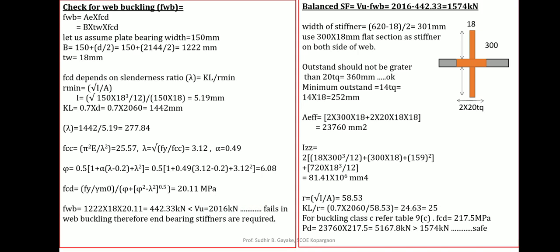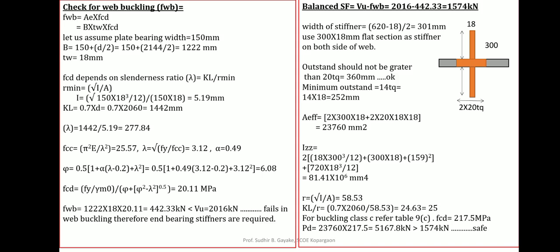This shows that there is a requirement of end bearing stiffeners. As the buckling strength of the web is not satisfying the requirement of maximum factored load, end bearing stiffeners are required. So the remaining value will be factored shear force minus capacity. Capacity is 442, and your maximum value is 2016. Therefore a difference of 1574 is there, and for this you need to design your end bearing stiffeners.